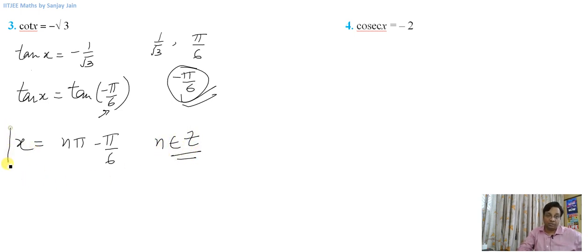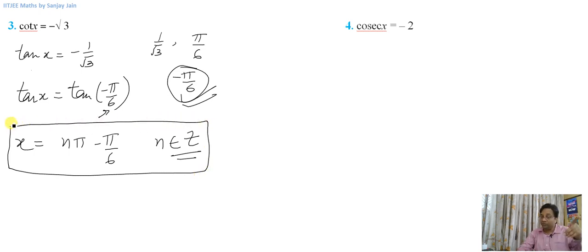The general solution may be different from the expression written in your book. I have explained enough number of times that for the answer that is written in your book, you can place various values of n and obtain the angles. I can put integral values of n here and obtain all the solutions that the answer in your book obtains. Okay, so this is a right solution.